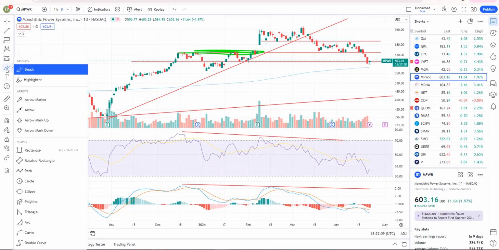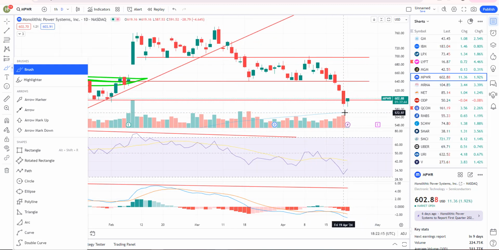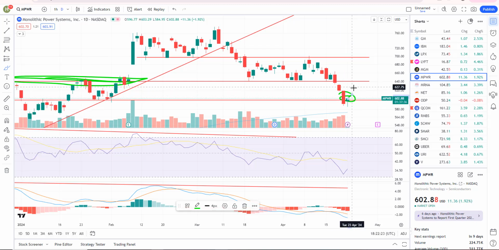MPWR, this is another semiconductor. Again, I had a support marked out about 598.46, and the 200 was just below. Friday was pretty impulsive, but we hit that support and boom, right back up. We're kind of holding that support. So again, it should bounce into resistance, which is your next opportunity to short. It's about 640.50 on that one.